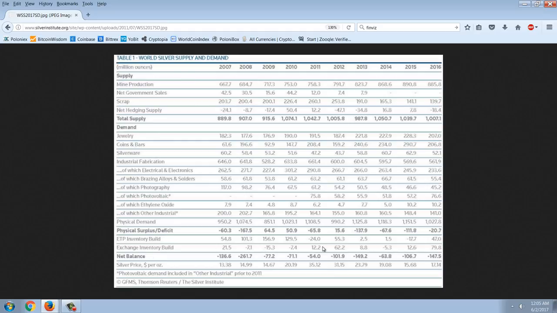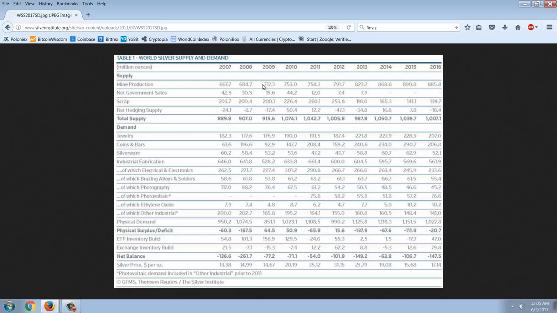So we finally got the report from the Silver Institute on the year of 2016. The numbers are finally in on their supply and demand. They come in just at the end of May. So you can see the numbers. They're a little bit blurry because the image is weak, but you can see the numbers here. Nothing really stands out, nothing really shocking, but I want to kind of dig into the scrap number.